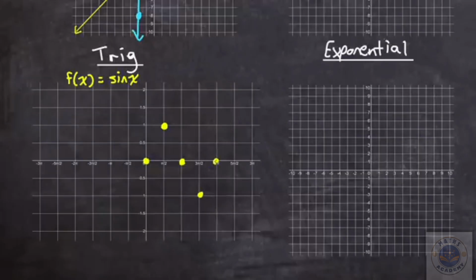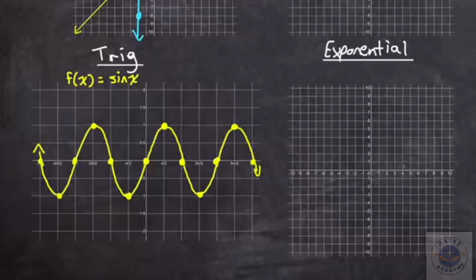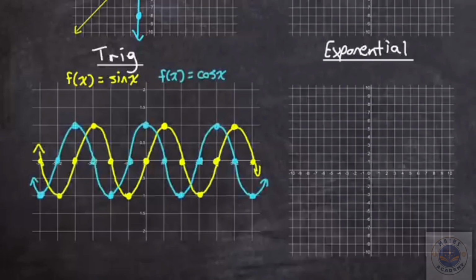And this is a periodic function, so the pattern of y values just repeats over and over and over again, creating this wave shape. And the graph of cos x looks similar. It's still this periodic wave that oscillates between negative 1 and 1. Notice it's just like a sine function that has been shifted to the left.